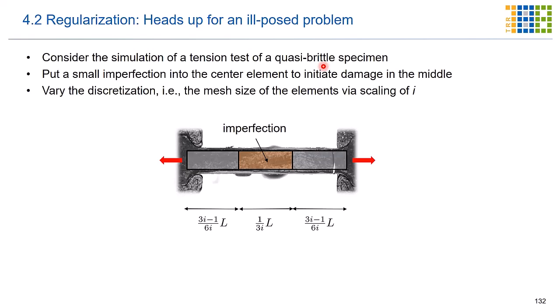So let's put a small imperfection into the center element of this finite element discretization. So we have different elements here, and we are solving our equations in every element. And just to control where the damage starts, we put a small imperfection to the central one. We could also use another one here, but the center one is just for illustration.